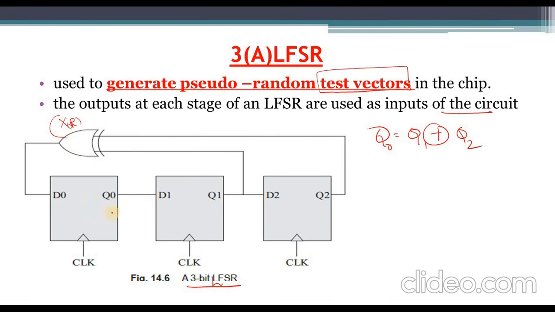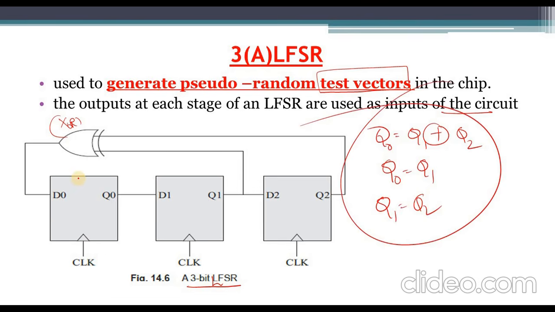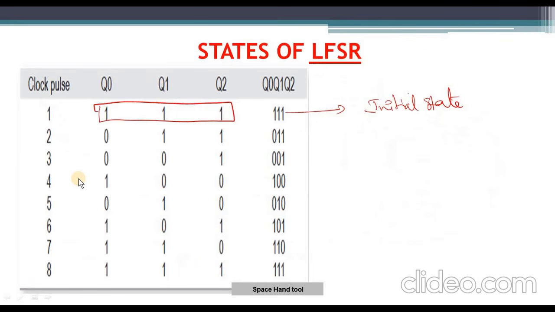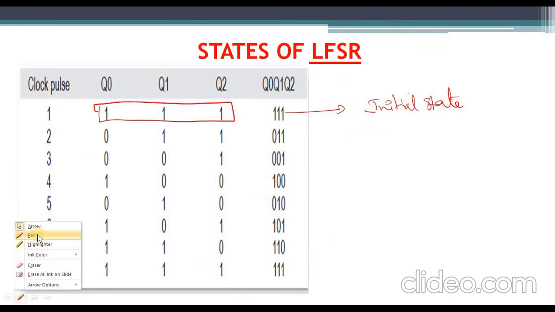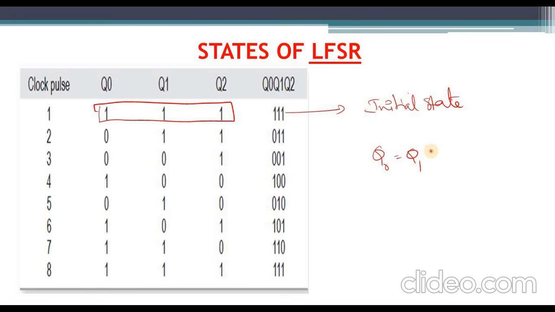So that means Q0 equals Q1 XOR Q2, and Q1 equals Q0. Simply remember these equations. In this way we can apply the truth table. Initially all the states are at logic 1 only. After that, if you want to find Q0, what equation are we going to consider? Q0 equals Q1 XOR Q2.